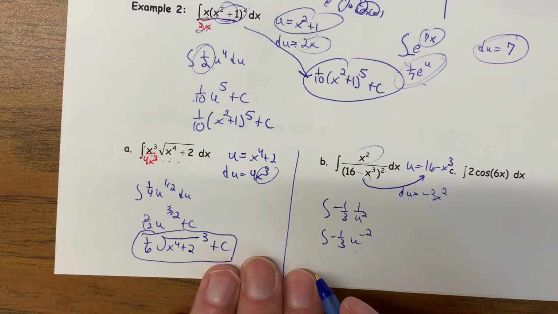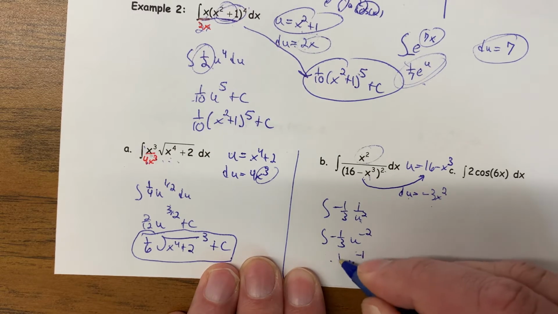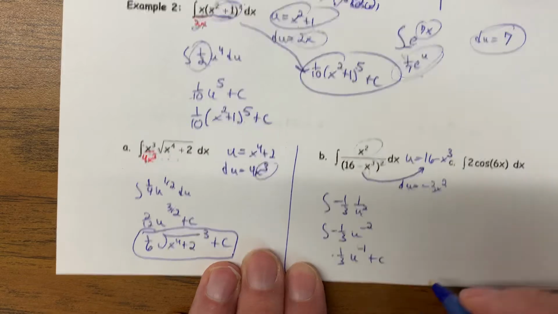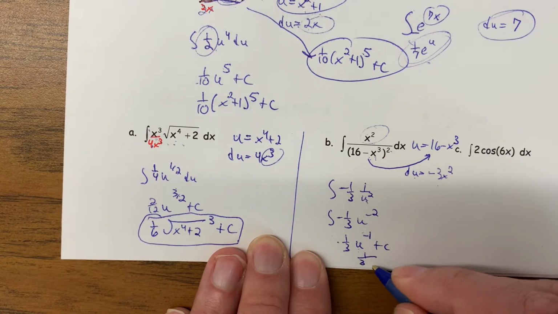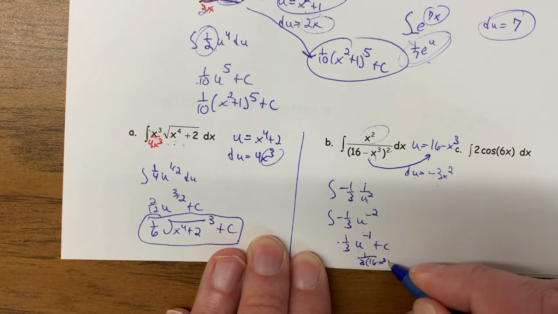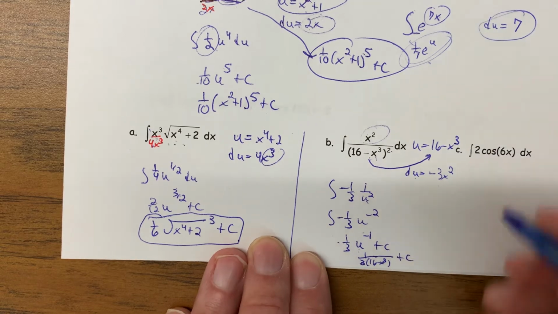What should the final answer be? Well, we're going to raise the power by 1. We're going to divide by the power, so positive 1/3. Plus c, and we're going to need to rewrite it. So this is 1 over 3 times (16 minus x cubed) plus c. That's our answer.